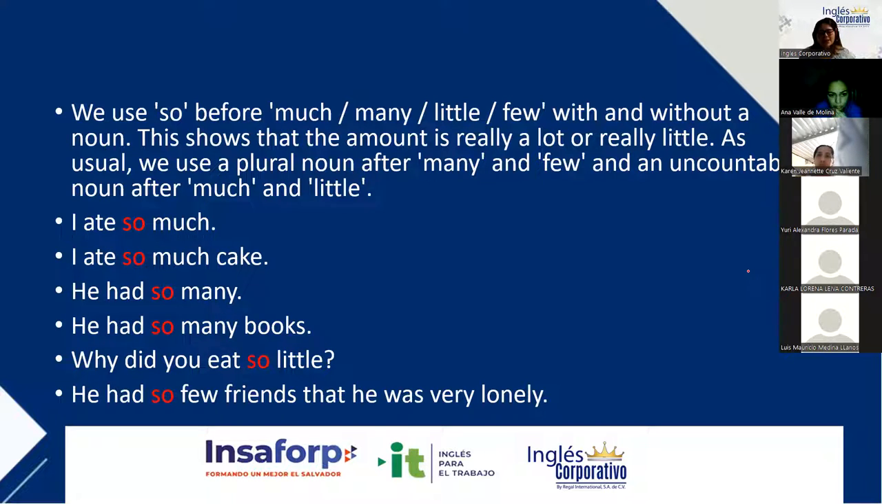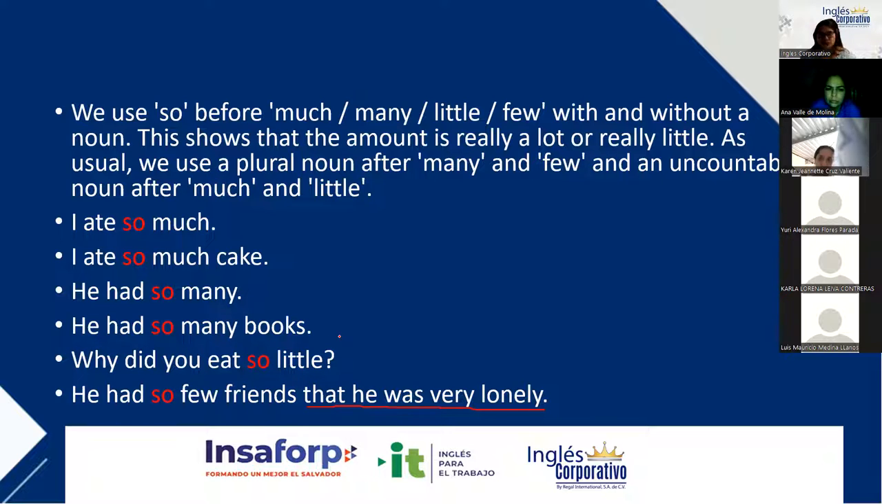Right? Remember, we want our sentence to get stronger. Why did you eat so little? ¿Por qué tan poquito? Right? Why did you eat so little? He had so few friends. Oh, that. He was very lonely. Este, that, esta parte del that es lo que yo les digo. Que si usted quiere así como que dejar la descripción de por qué dice esto, ¿verdad? He has so few friends. Pero así como que, ajá, ¿por qué, cómo, por qué dice eso? Ah, but he was very lonely. Then you can add some extra information, right?